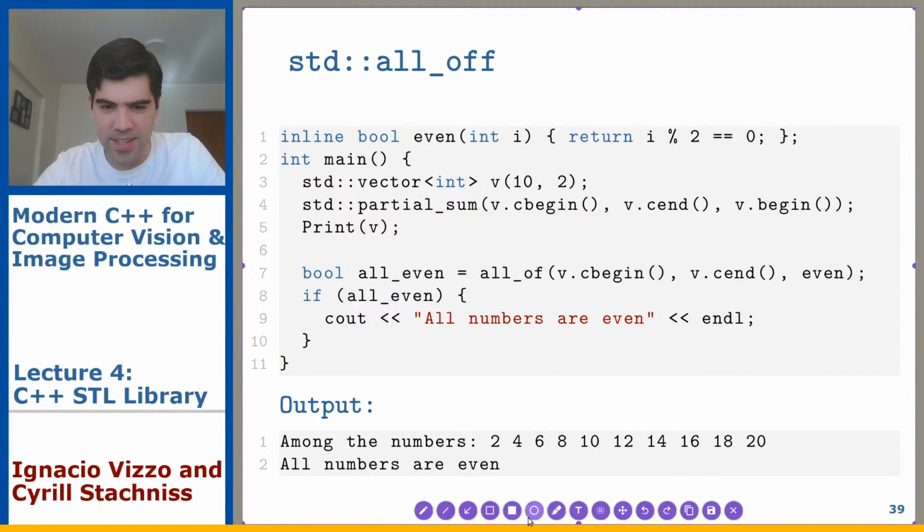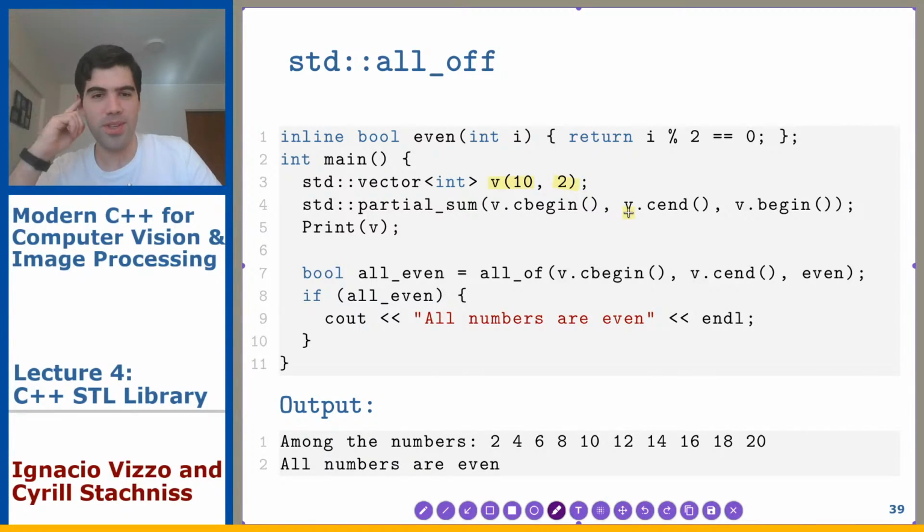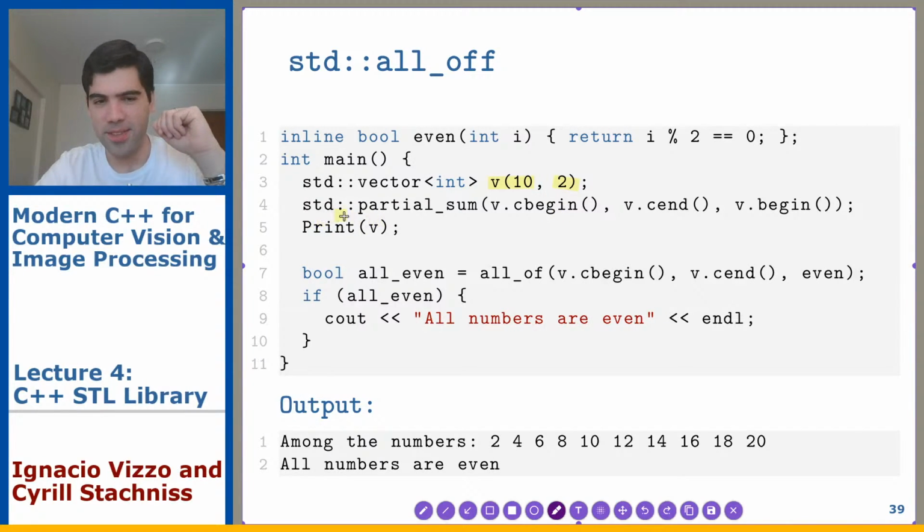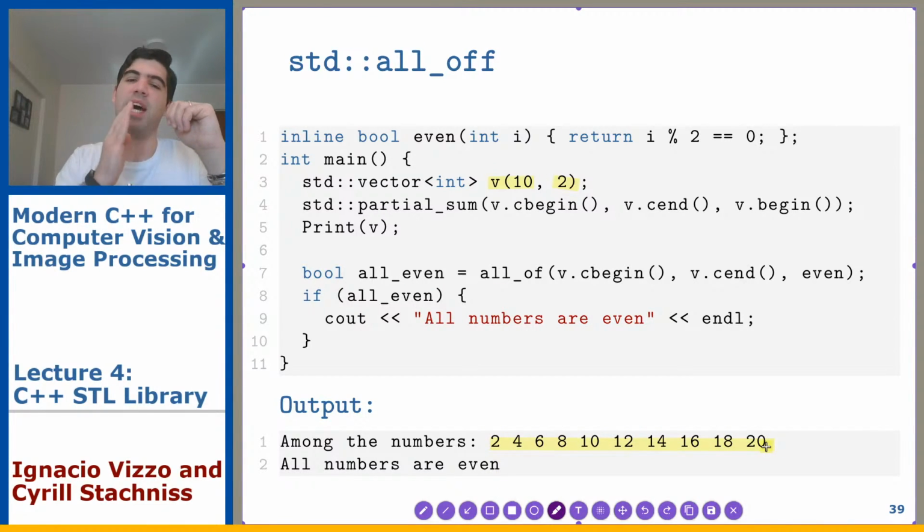More examples. In this case, we will have a vector with 10 elements, all of them 2. If you print this vector, you have 2, 2, 2, 2, 2, 2, 2. And then in this case, we'll repopulate this vector with a partial sum. Go and check it out, but basically you're doing a sum. After this partial sum, you have the print, and then you see how you start adding the elements in increasing order. And these are the numbers we want to check.